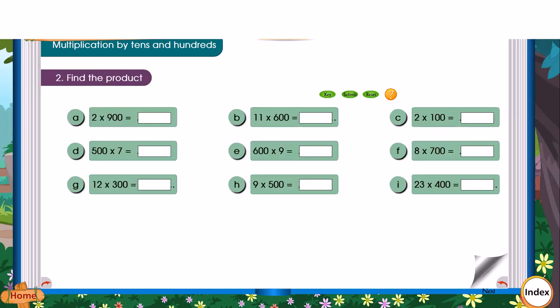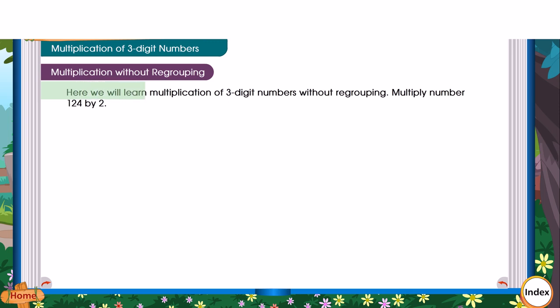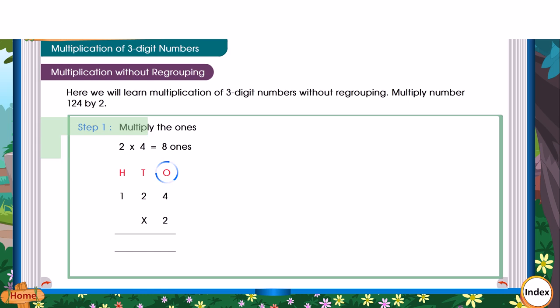Exercise. Multiplication of 3-digit numbers. Multiplication without regrouping. Here we will learn multiplication of 3-digit numbers without regrouping. Multiply number 124 by 2. Step 1. Multiply by ones. 2 into 4 is equal to 8 ones.